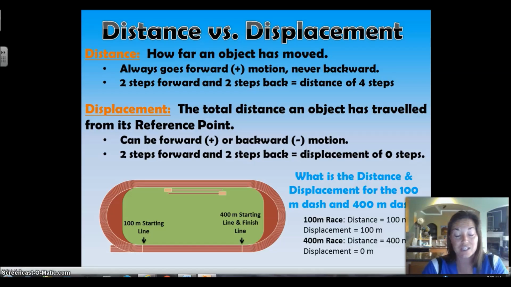Well, the 100-meter dash, the distance is 100 meters because that's how far you run. And your displacement is also 100 meters because you end 100 meters from where you started from, your reference point. And the 400-meter dash, when you start here and you run 400 meters around the track, your total distance traveled is 400 meters. But since you end right where you started from, your total displacement, how far away you are from where you started, is actually 0 meters. So please understand the difference between distance and displacement.